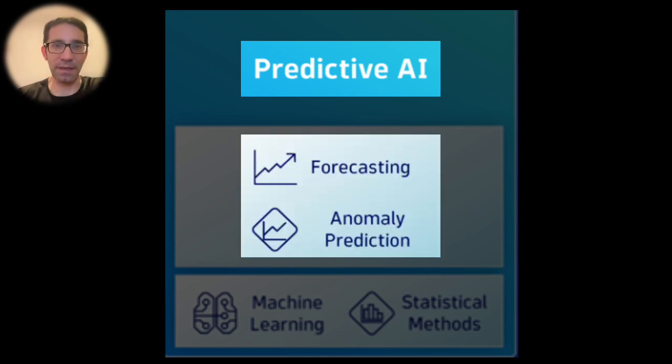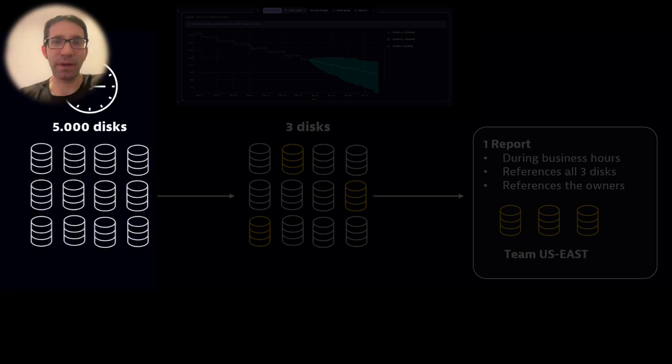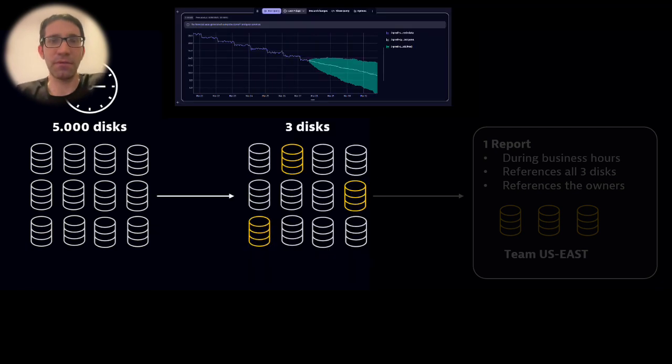So predictive AI deals with forecasting, I already told you that, and related anomaly prediction. Why is this important to us? Imagine a customer who's running a web application on 5,000 disks. This is not uncommon. Yeah? At some point in time, 3 of these disks actually might be getting almost full. Now, one of two things could happen.